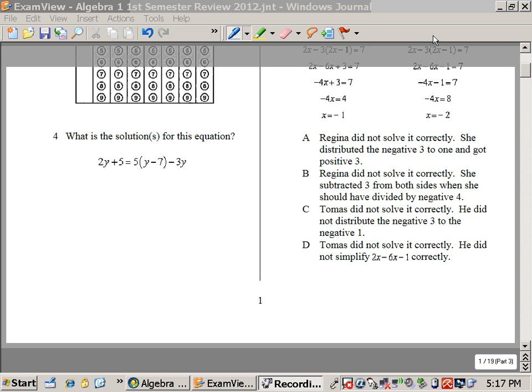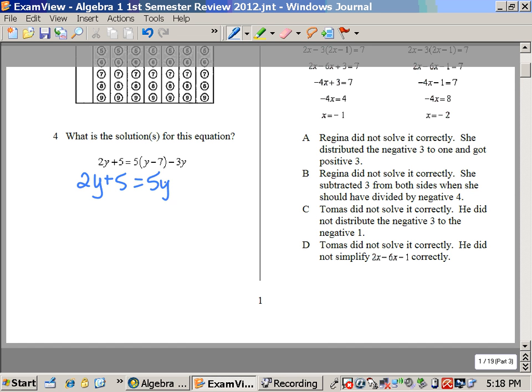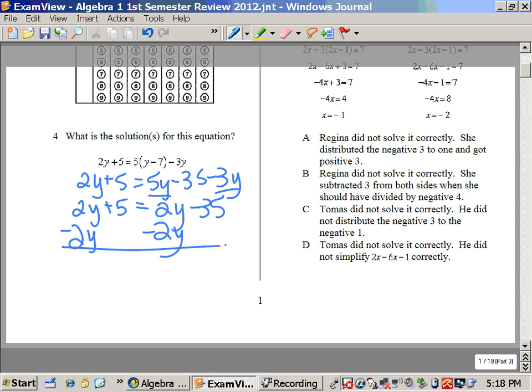Number 4, I need to find the solutions. So I'm going to first distribute: 2y plus 5 equals 5y minus 35 minus 3y. The left side is completely combined. And I need to combine the y's on the right, so that's 5 take away 3 and minus 35. I need to do letters to the left and numbers to the right, but something just happened. The y's completely canceled, and I'm left with 5 is equal to negative 35. 5 is not equal to negative 35, so this answer has no solution.